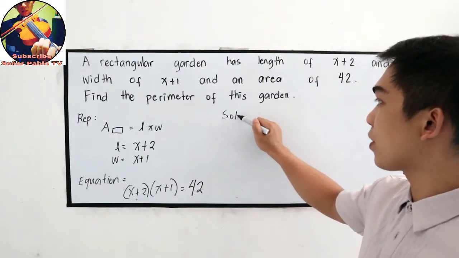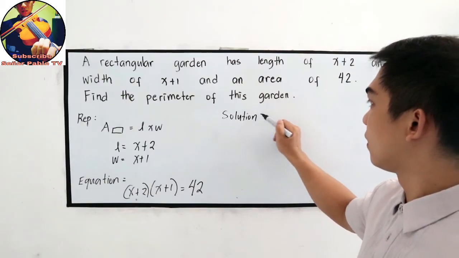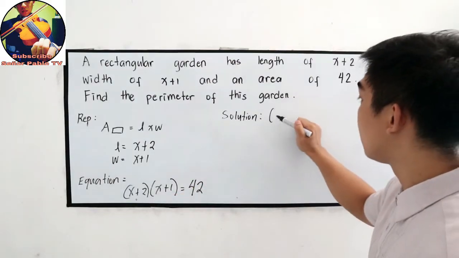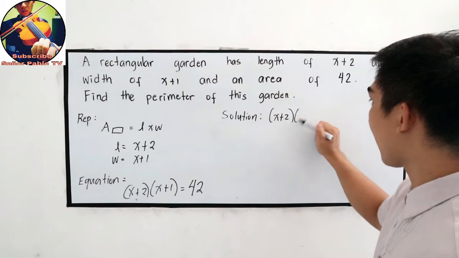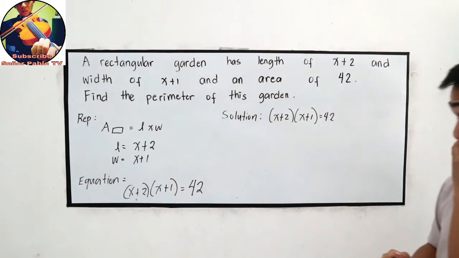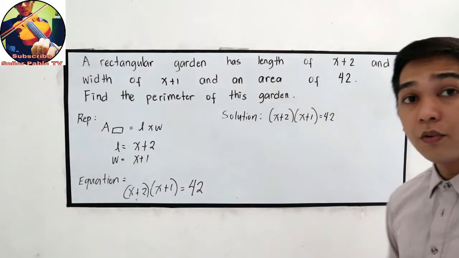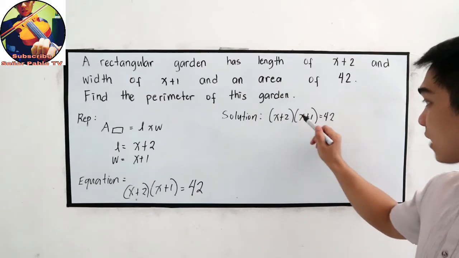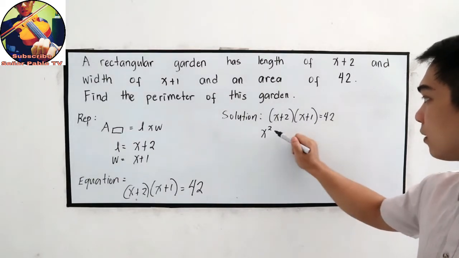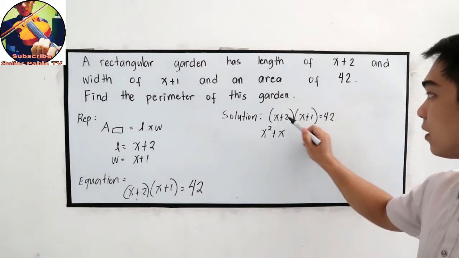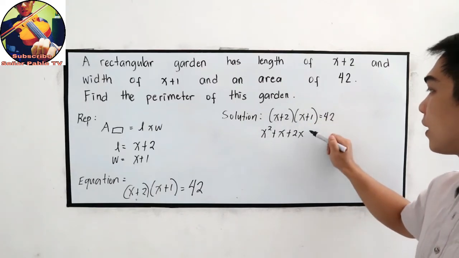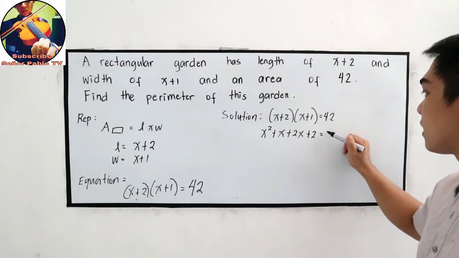Let us proceed in our solution. So let us copy our equation. X plus 2 times x plus 1 is equal to 42. Now, FOIL method. X times x, x squared. X times 1, positive x. 2 times x, positive 2x. 2 times 1, positive 2. And that is equal to 42.